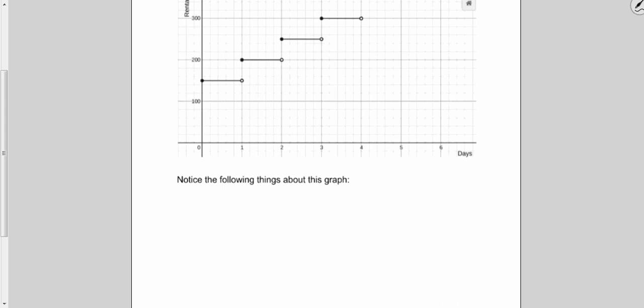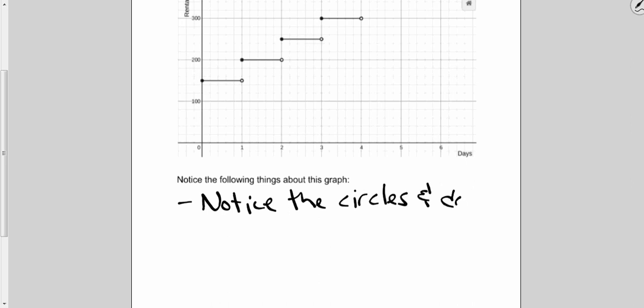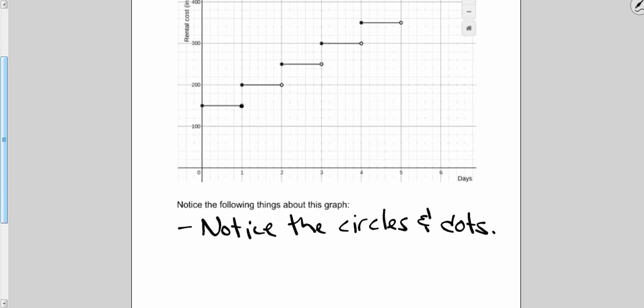The things to notice about this function: notice the circles and dots. What do I mean by that? Well, if this was a dot right here, I am in this area right here. If that was a dot and not a circle, what would that mean? That would mean at the end of the first day, I'm paying both $150 right there, and I'm paying $200 right here. So I'm paying two things at once. Is that possible for this to be a function? It's not possible. So it has to be a circle there when there's a dot right there.